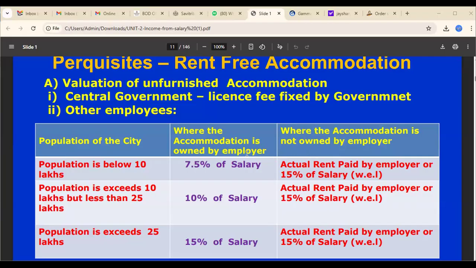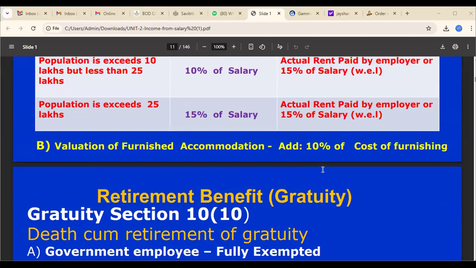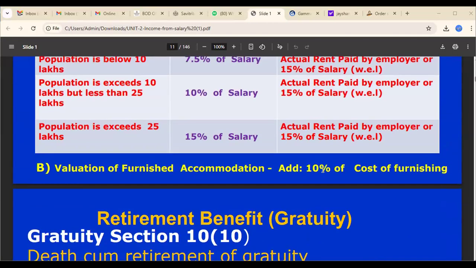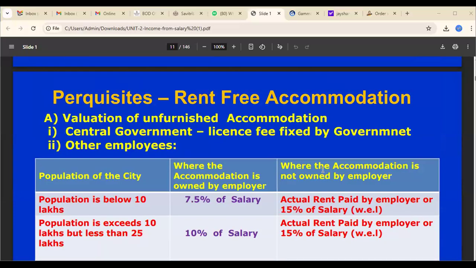So if it is owned by employer, then rates will change from 7.5 to 15%. And if it is not owned by employer, in all cases, I need to pay 15%. In case the furniture is provided or rented furniture is given, then whatever the cost of furniture, that is a rent or purchase price, 10% value is added to get furnished accommodation.